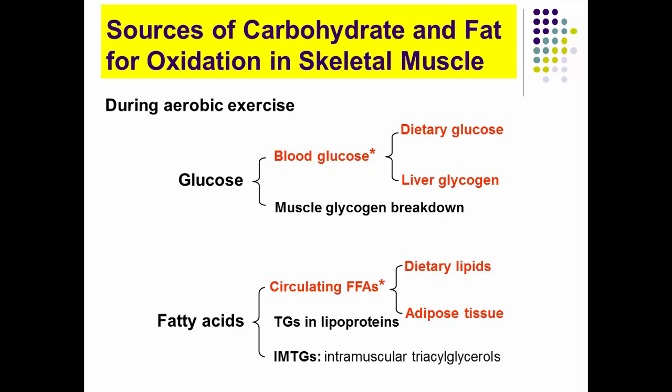And fatty acids can also come from circulation, which originally comes from dietary lipids, and from lipolysis of triglyceride that releases fatty acids into circulation. And also some triglyceride in the lipoproteins, particularly VLDL, remember. And intramuscular triglyceride is also a source of fatty acids used by skeletal muscle.